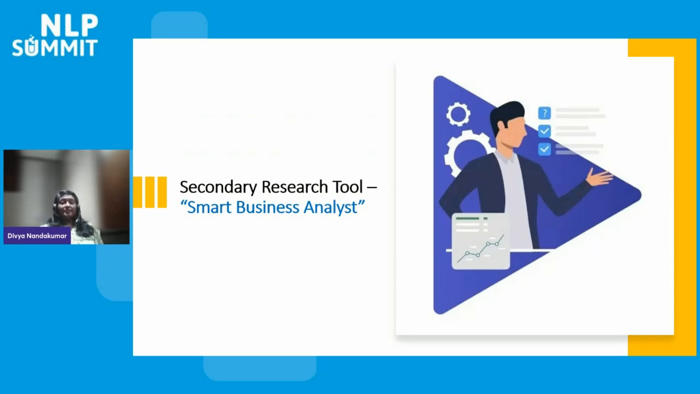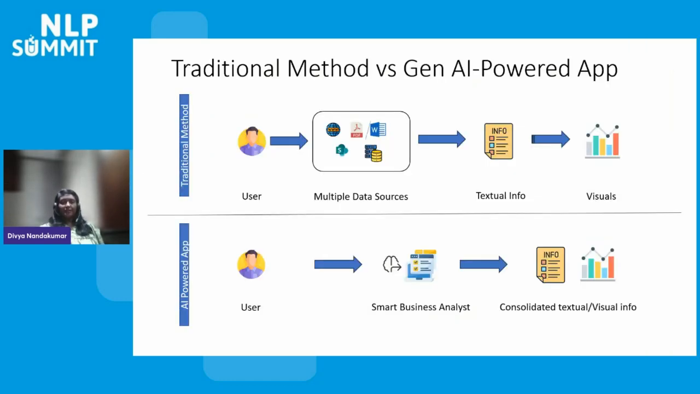So we have coined this secondary research tool as the smart business analyst. If it is a traditional method versus a Gen AI powered application, let's say there is a business user, a business analyst, who is manually trying to access multiple data sources like PDFs, Word documents, SharePoints, and also some internal databases, and trying to put across some textual information or a visual which could answer all the questions that the business is looking for. That is the traditional method.